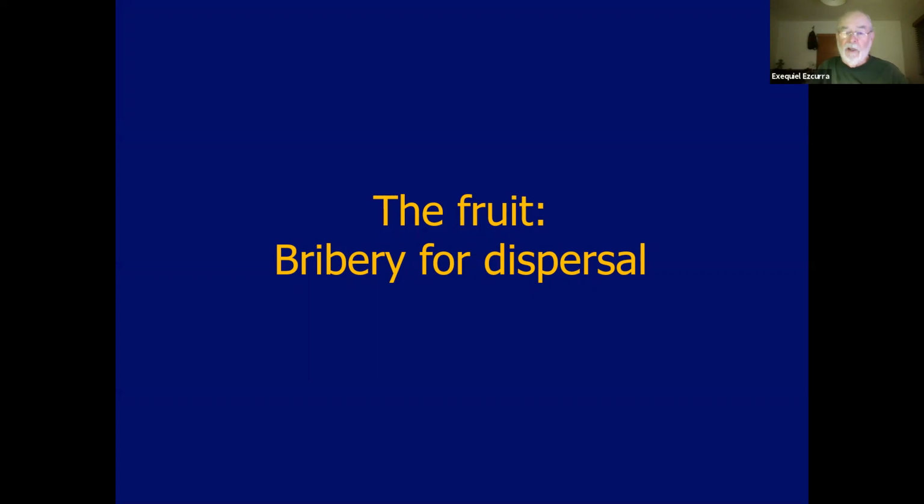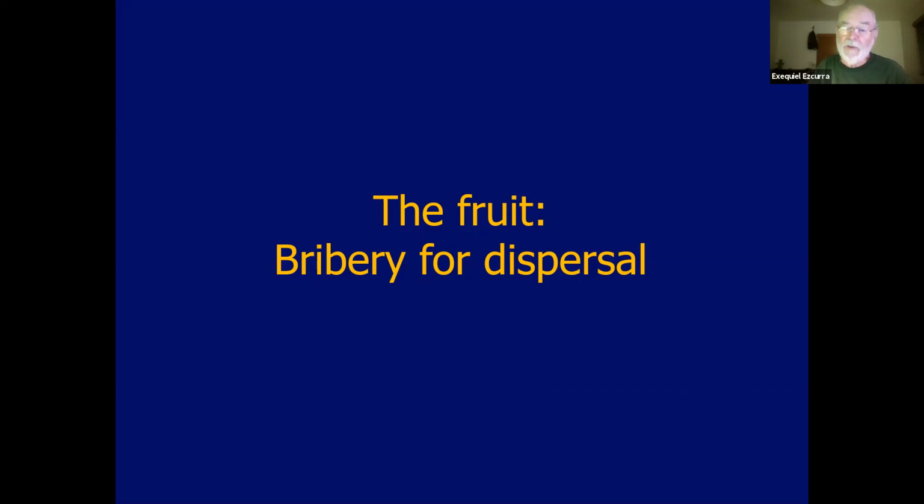Now, dry fruits, on the other hand, do not have in themselves any type of attachment that makes the fruit attractive to dispersers. And dry fruits, like for example, peanuts. Peanuts are a dry fruit. So what is it that makes dry fruits be dispersed?